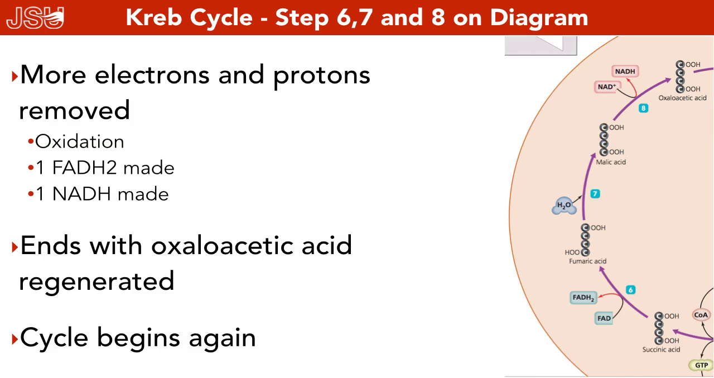Then we're going to make something called FADH2. Again, another electron carrier, another keg is being made. And then another NADH is being made. All right?